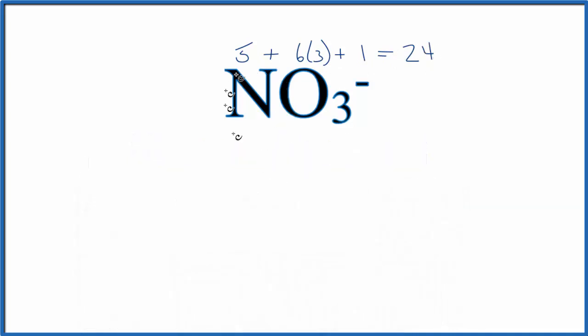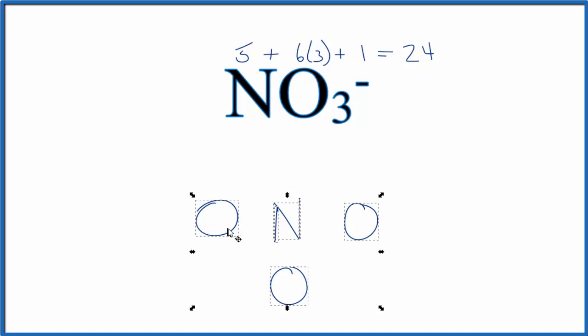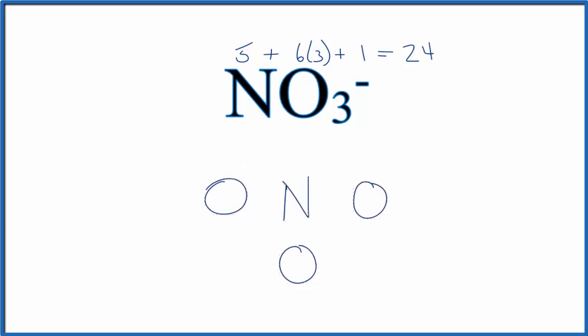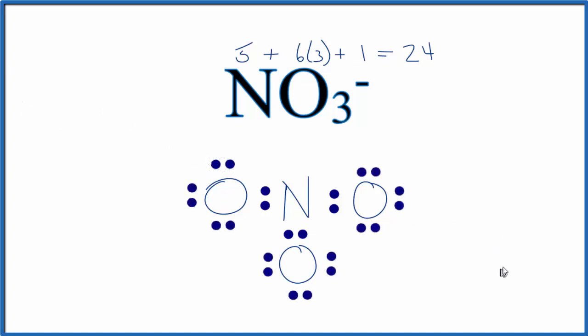Since nitrogen is less electronegative than oxygen, we're going to put that in the center, and then let's put oxygen atoms around it here. Move this up a little bit, and we'll start by putting pairs of electrons between the atoms. We're forming these chemical bonds. We'll then put electrons on the outside atoms, complete their octets. And at this point, we've used 24 valence electrons. All of the oxygens, they have octets.